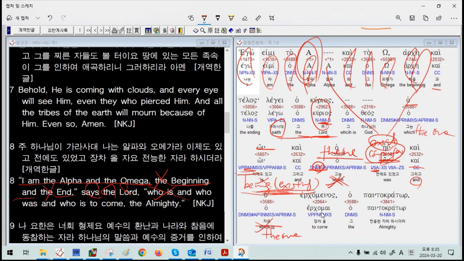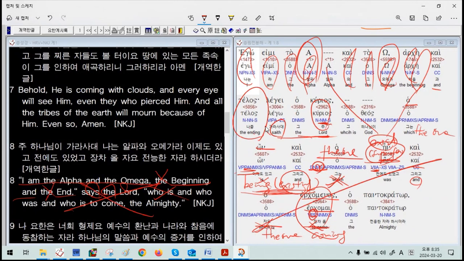Erchomai, erchomenos. You see VPP? It is not "to come." This is not an infinitive verb. This is the present participle, coming. So same thing, existing and coming, so I can become the omega, I can become the telos, which is the end. So those English translations, King James and New King James, are all totally incorrect translations.